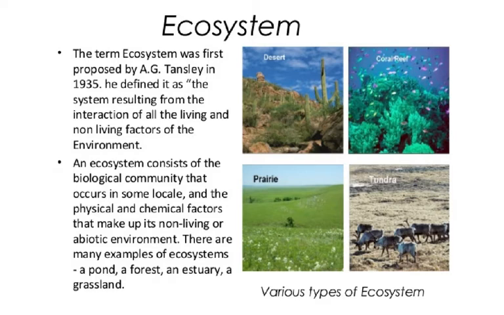So an ecosystem consists of the biological community. What does the word biological community mean? Biological community means all the living organisms, all the plants, all the animals, and the physical and chemical factors that make up its non-living part, like the soil, the water, the sunlight, the air, the wind, the pressure. So non-living, or the abiotic environment. And there are many examples of ecosystems: a pond, a forest, an estuary, a grassland.